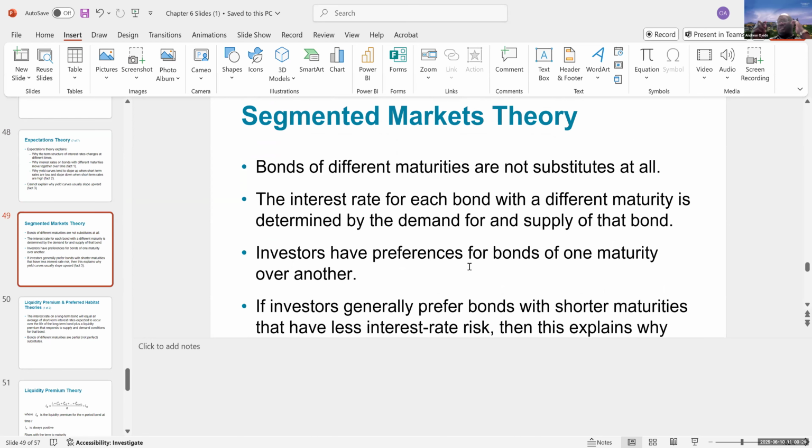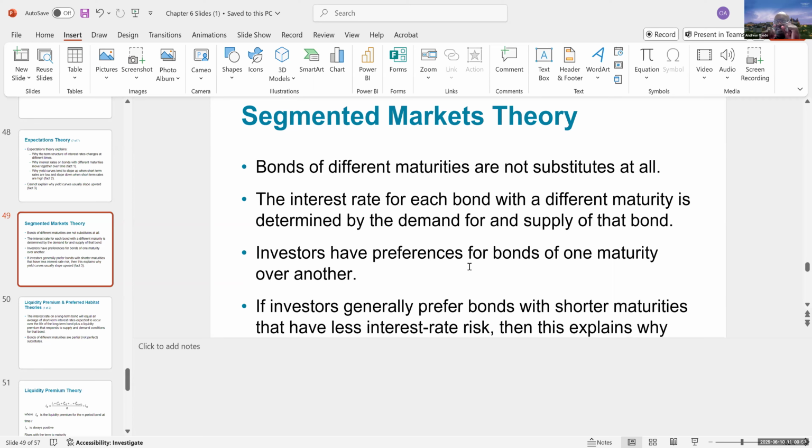Remember, the expectation theory says that bonds of different maturities are perfect substitutes, as long as the returns on them are the same. Investors are going to treat those bonds as perfect substitutes. If a 2-year bond has identical expected return as a 5-year bond, investors are going to close their eyes and buy either bond. The segmented market theory disagrees with that.